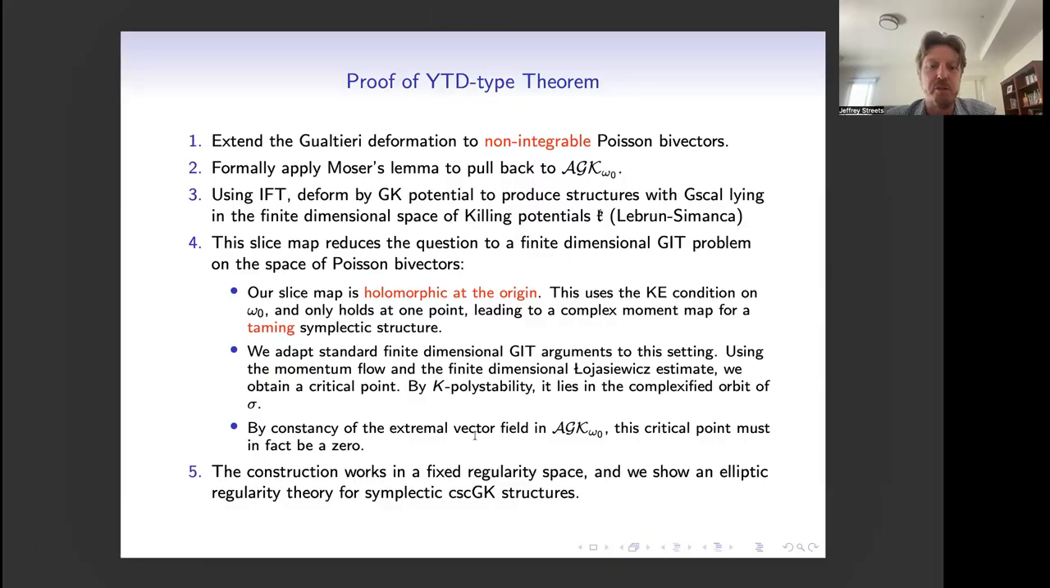And then just as a last remark, in all of these constructions we were forced to work in a finite, some fixed large regularity space. It's not really a deep regularity issue, but it's in a fixed regularity space. And so we have to show an elliptic bootstrapping result for symplectic type cscGK structures, which then finally shows that the thing is smooth. So yeah, thanks for your attention.